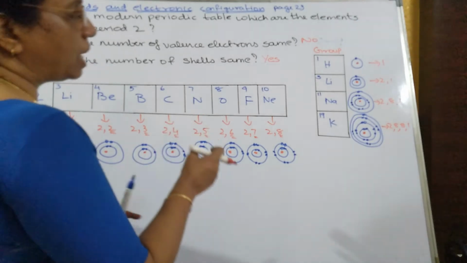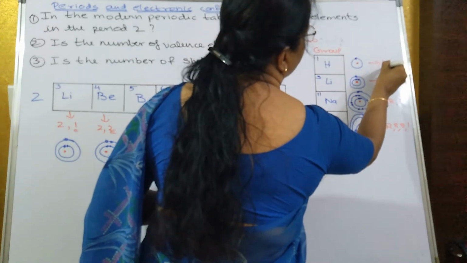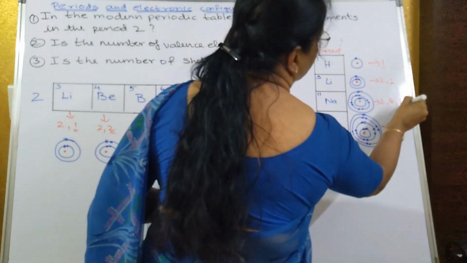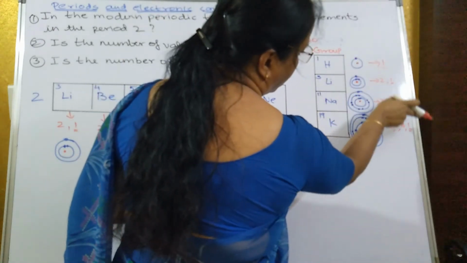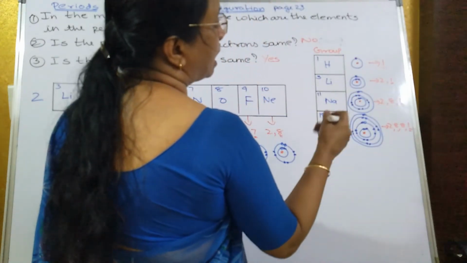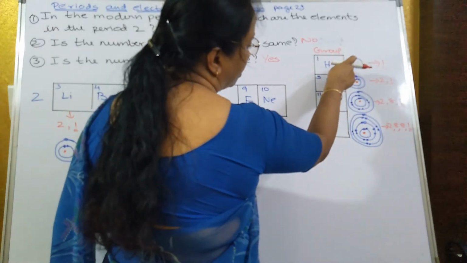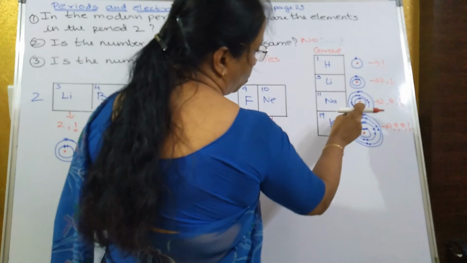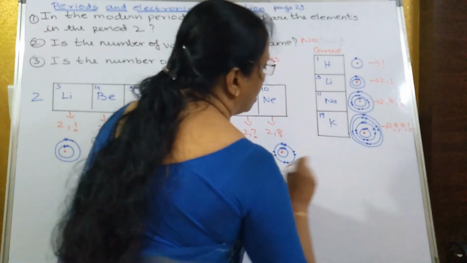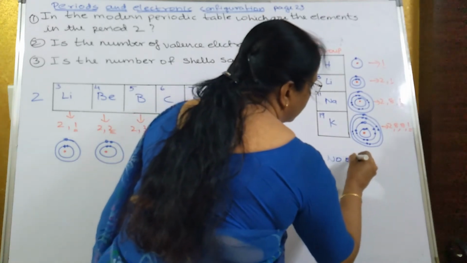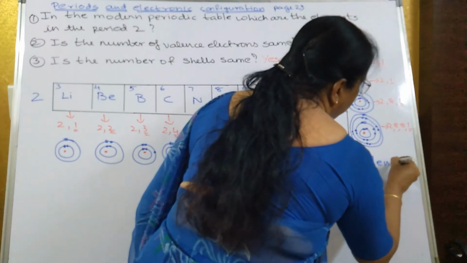Now we had discussed about group. In group, if you see, the number of valence electrons is same. The number of valence electrons is 1, 1, 1 and 1. What is valence electron? The electron in the last shell. And if you see, the number of shells are going on increasing. Here it is only 1, here it is 2, here it is 3, here it is 4. So here the number of valence electrons was same.